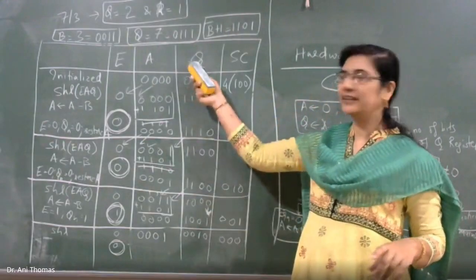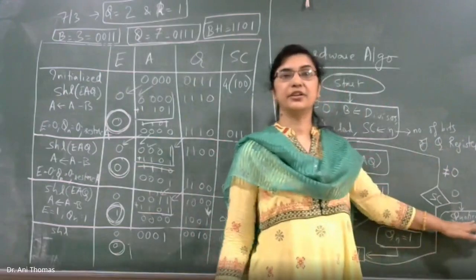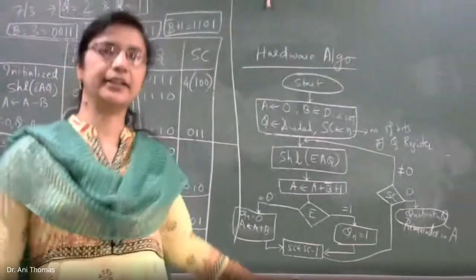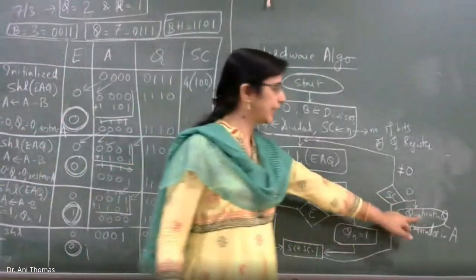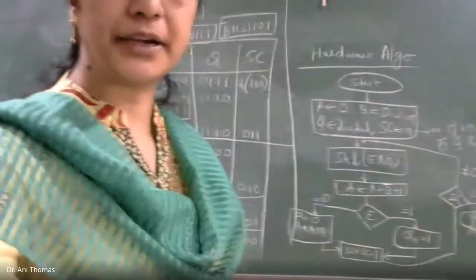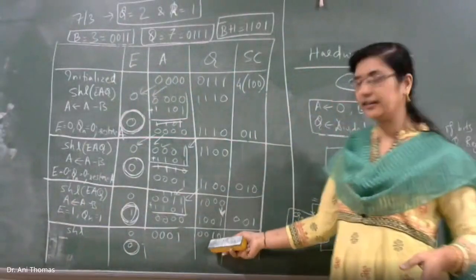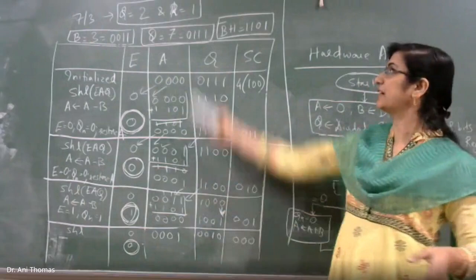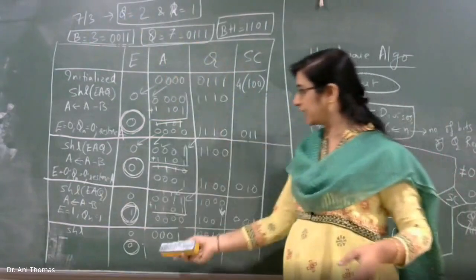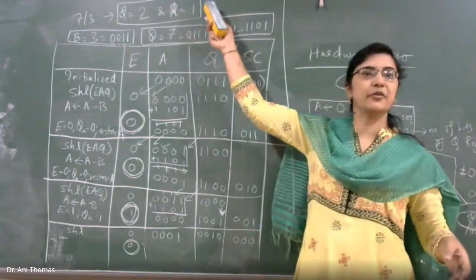You are getting the quotient in Q and the remainder in A register. Quotient in Q register and the remainder in A register. See here, in the Q register we are getting 0010, which is nothing but our quotient, that is 2. And in A register we are getting 0001, that is nothing but our remainder, that is 1.